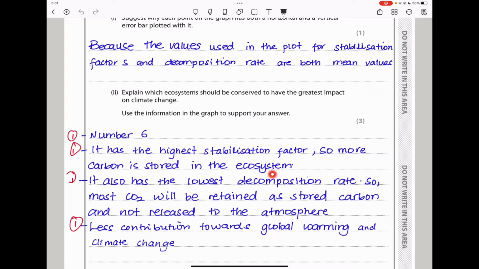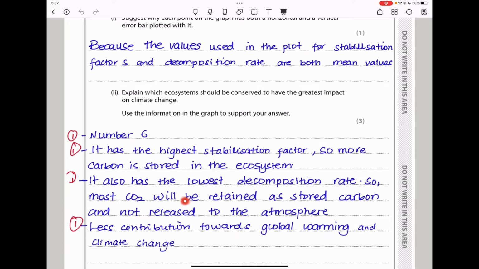If it has lower decomposition, it means there is no release of CO2. It's going to be contained within the sample, because it has a slower decomposition rate. So the microorganisms that are trying to decompose it are acting really slowly. So there is going to be less CO2 released to the environment, which is good for climate change.